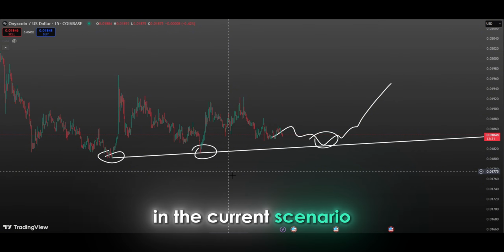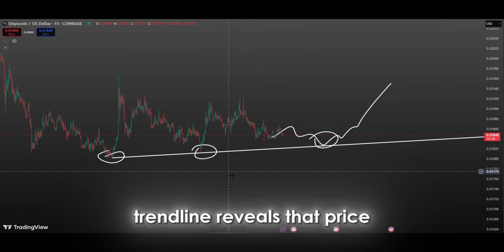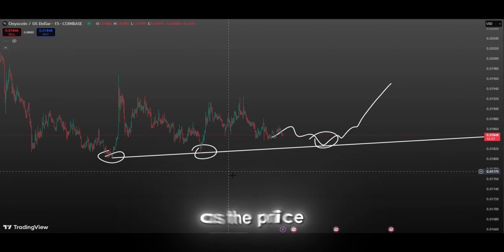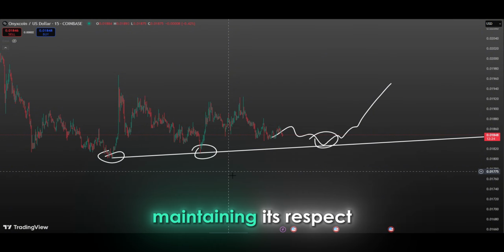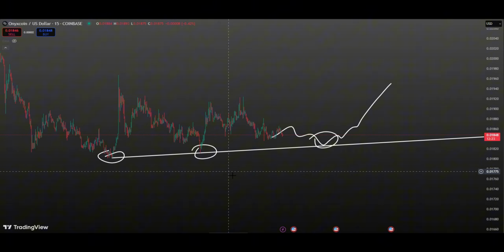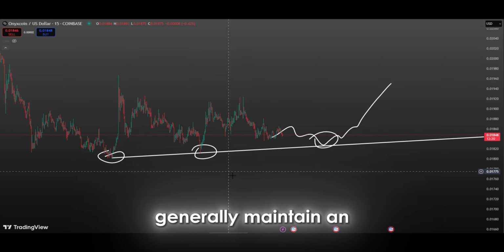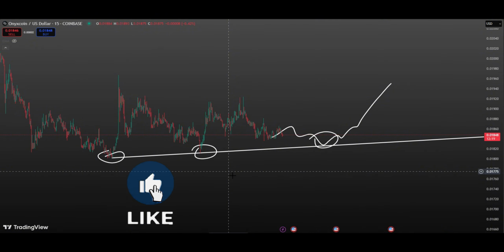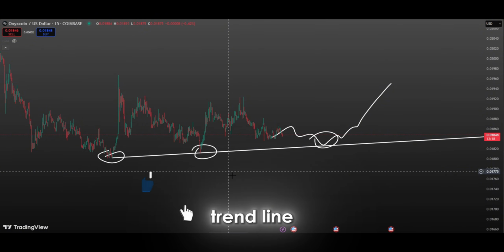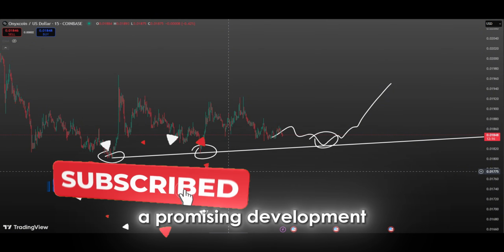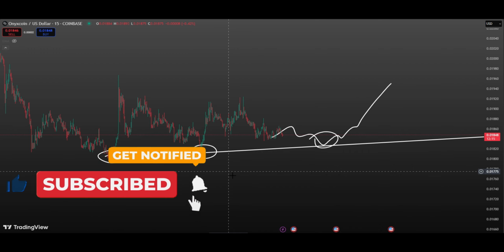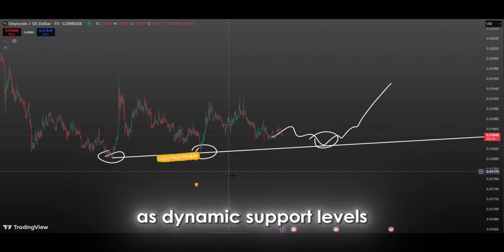In the current scenario, the observed ascending trend line reveals that price action has been forming within this structure for a while. As the price moves upward, it has continued to form higher lows on each pullback, maintaining its respect for the trend line. This suggests that buying interest has not yet diminished, and that investors generally maintain an optimistic outlook. The price is currently approaching this trend line, which is considered a promising development in technical analysis. Trend lines often act as dynamic support levels.